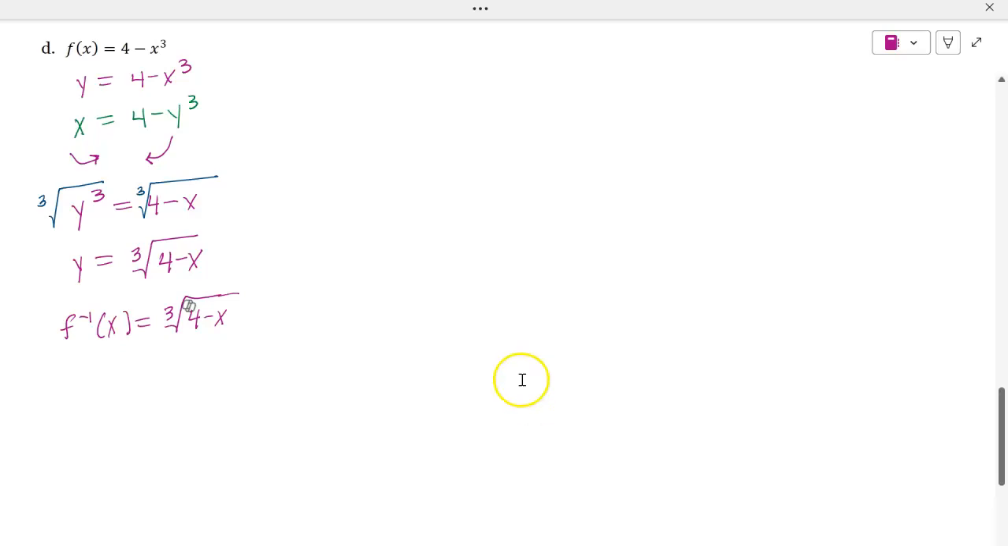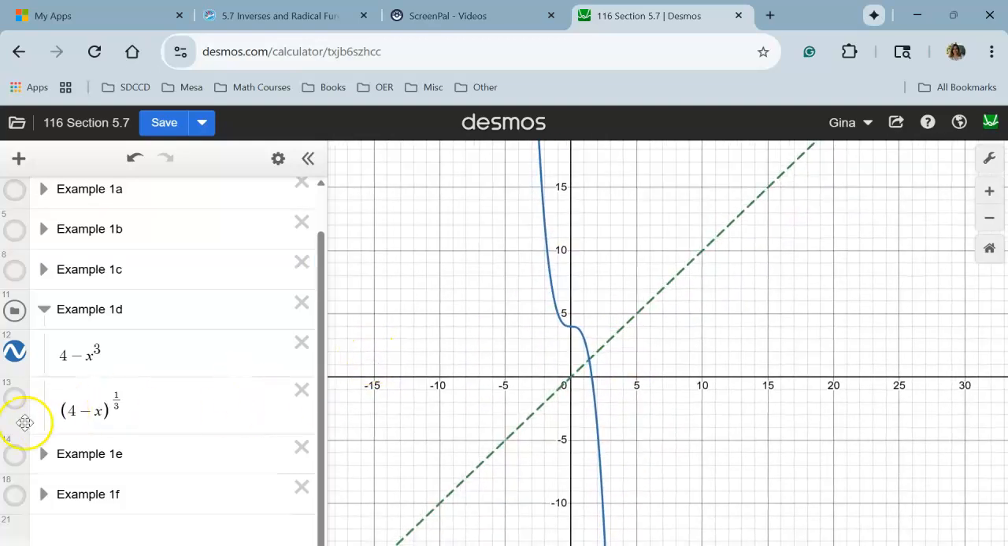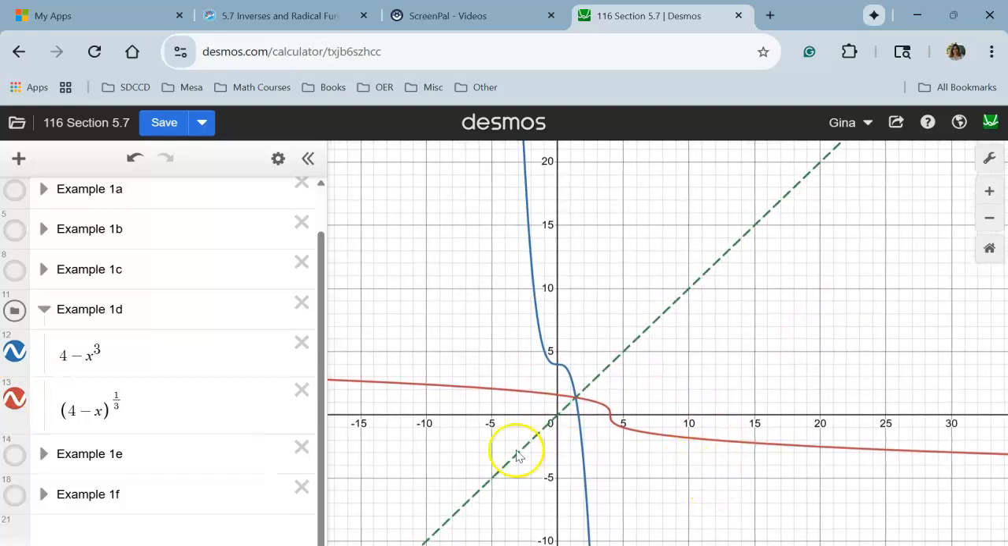Let's look at the graph in Desmos. For the example that we just did, here is the original. The blue graph is the original. And then here is the inverse that we just found. And as I mentioned, both of these functions have all real numbers as both their domain and their ranges. Let's look at the x-intercept here. It looks like it's (4, 0), and the y-intercept here is (0, 4). So we can see those x and y values exchanging.